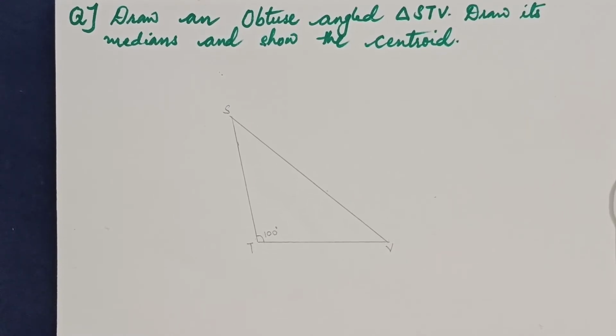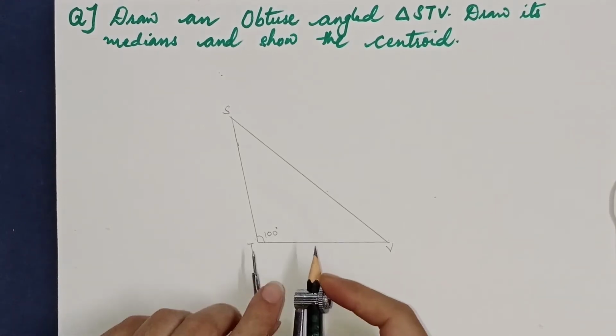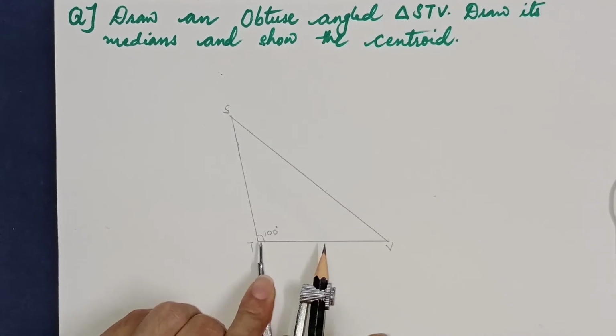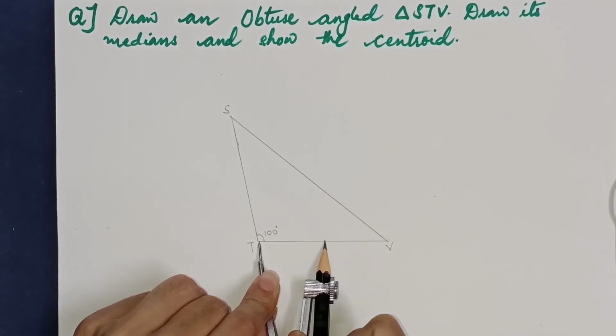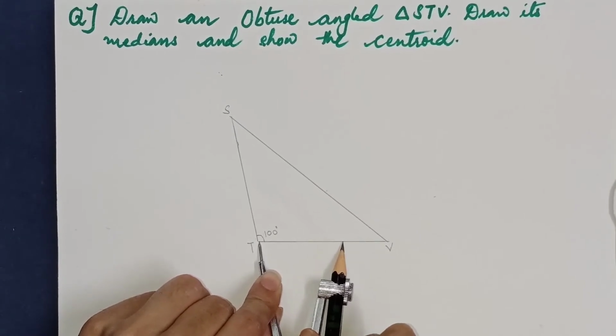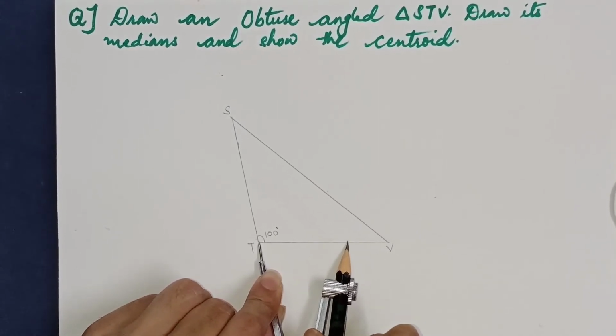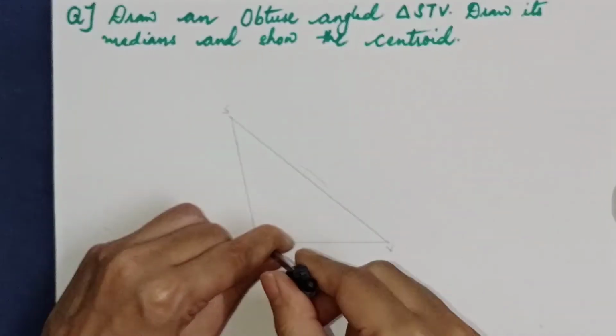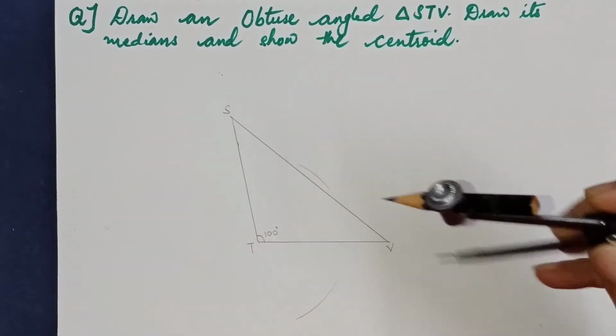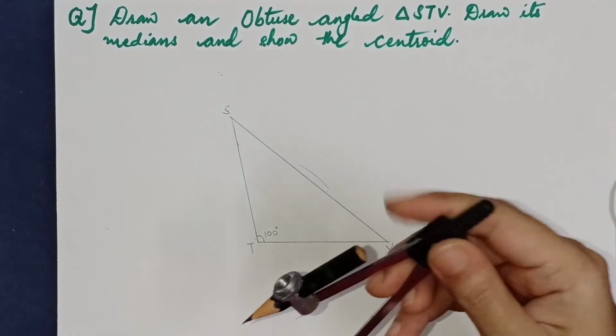To find out the midpoint, we have to draw the perpendicular bisector of all the three sides. As you have already studied in your previous class, for the perpendicular bisector, we need to take more than half of the segment. This is the entire segment. We will take more than half. This is the half, this is almost half, and we'll take more than that. We'll cut the arc up and down. We need to use a very sharp pencil. And always hold the rounder from the top.